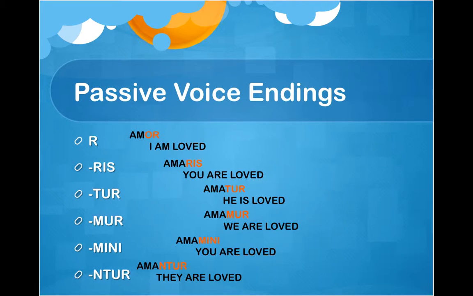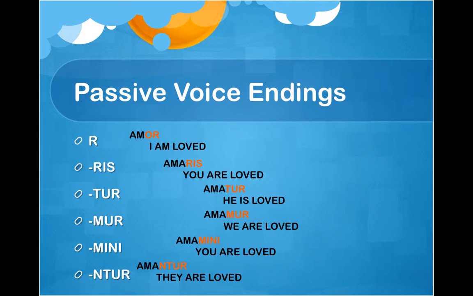Ris makes you the subject, and in that sentence, you are loved. Tur, amatur, makes he the subject, and he is loved. Amamur makes we the subject, and we are loved. You'll notice that in all of these, the subject is not doing the loving, but someone else is loving the subject. We don't know who. Amamini means that all of you are loved, and amantur means that they are loved.